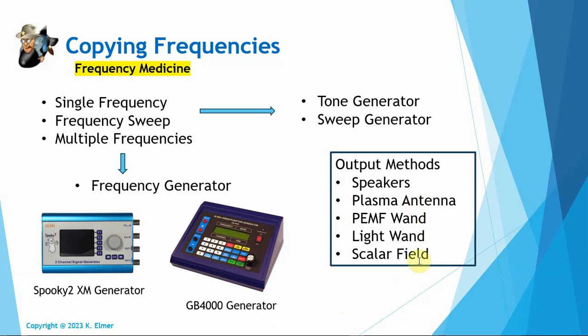But these last four are not for your average Joe. I just want to point out that there are different ways you could output a frequency to water. I've actually played around with all of these, but the speakers are the easiest, and that's what I recommend. So again, there are three different flavors of frequencies when it comes to resonant frequencies, and depending on which type, you're going to need to use a different doodad to play that frequency to water.